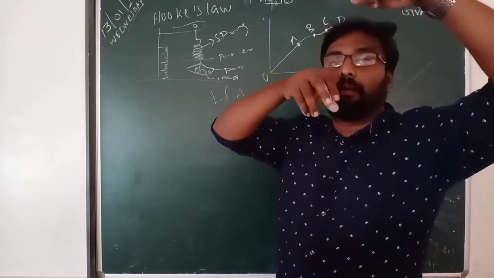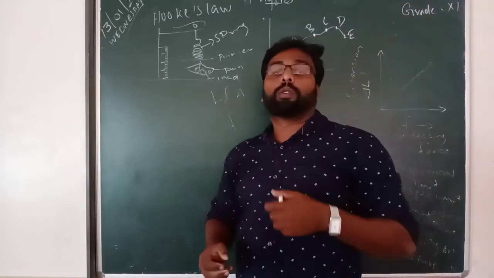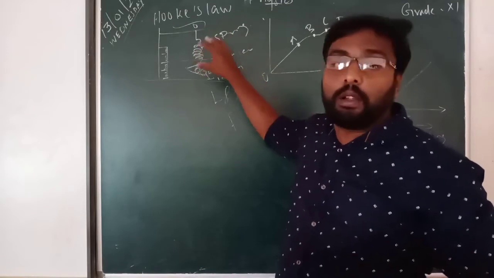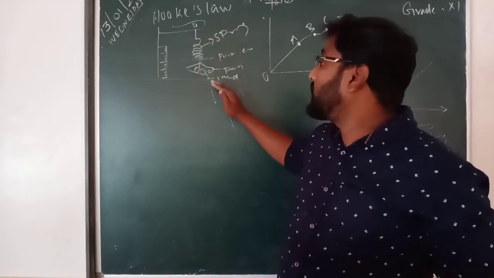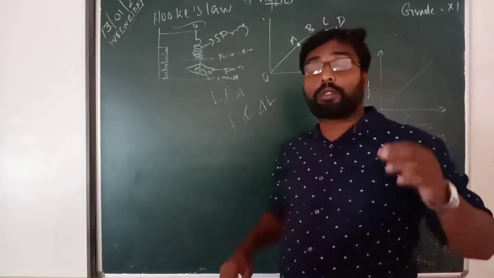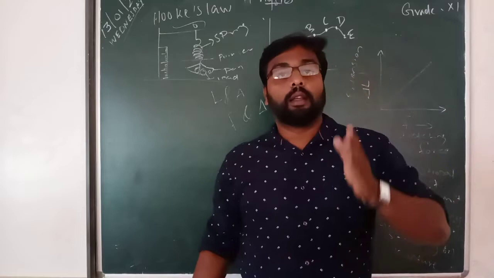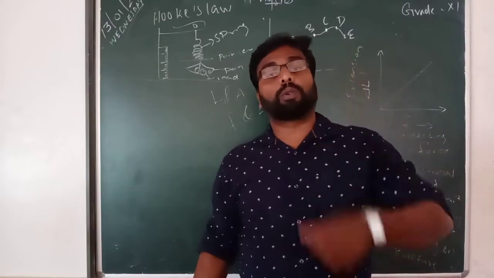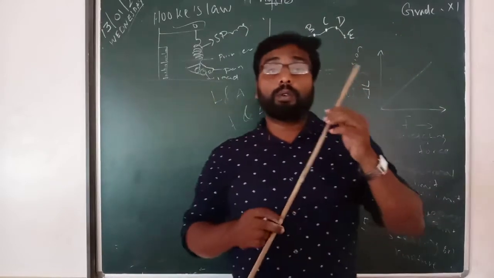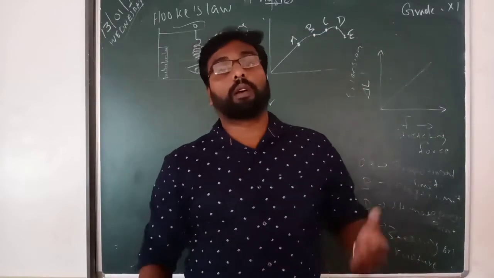When you apply 50 gram, the spring expands a little. When you apply 100 gram, the spring elongates a little more. So that is the stretching force because of the load. The stretching force and the elongation produced on the spring are directly proportional to its length and inversely proportional to its cross-sectional area. For the original length, what will happen? It is directly proportional.